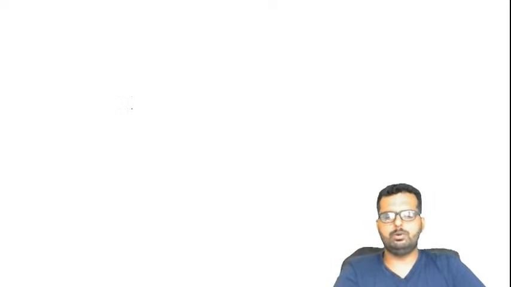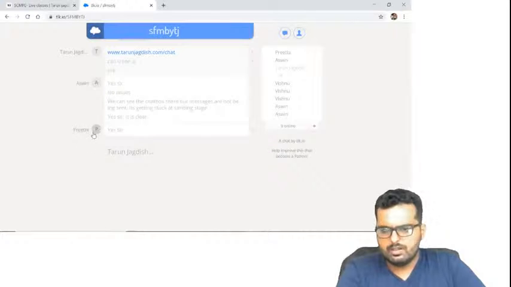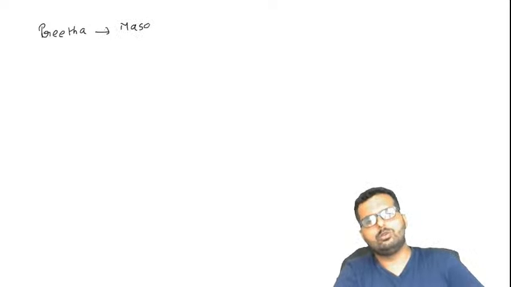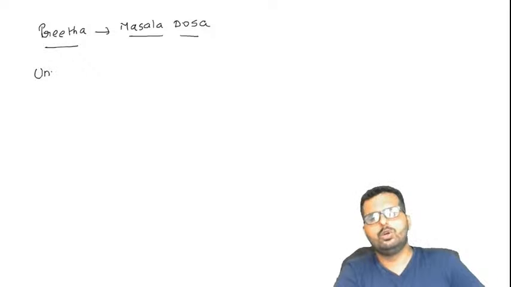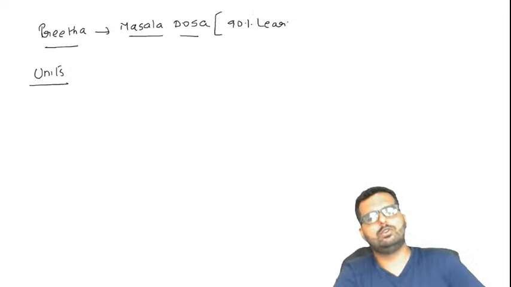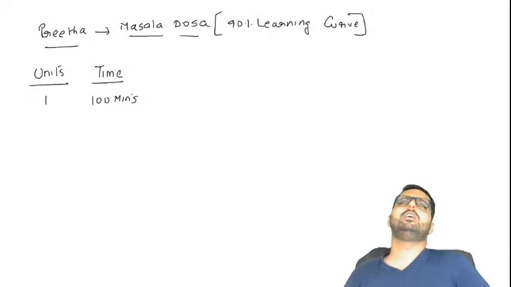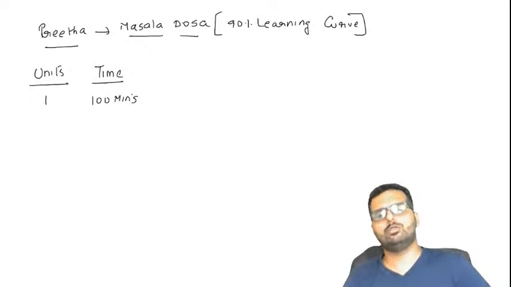Let me now take a very simple example. Let me take a person from this class. I'll talk about Preeta. Assume Preeta is making masala dosa. Units. I'm talking about 90% learning curve. I'll explain the meaning of this with the help of this example. Suppose to make one masala dosa, the time taken by Preeta is 100 minutes. Does it look too long? Assume she's making the biggest masala dosa the world has ever made.